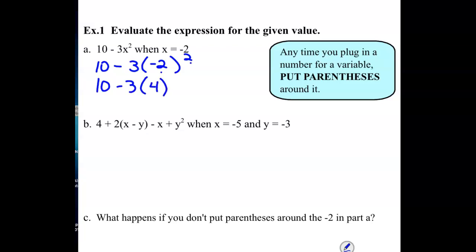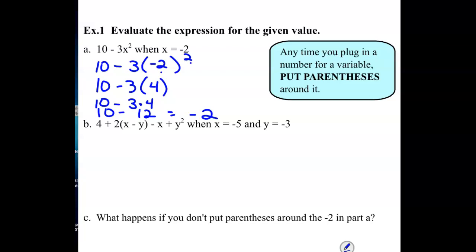Now the only reason that we have parentheses in there is to represent multiplication. So we could have written it as 10 minus 3 times 4. Then we deal with the multiplication before we deal with subtraction. So we'd have 10 minus 12, which ends up being a negative 2.